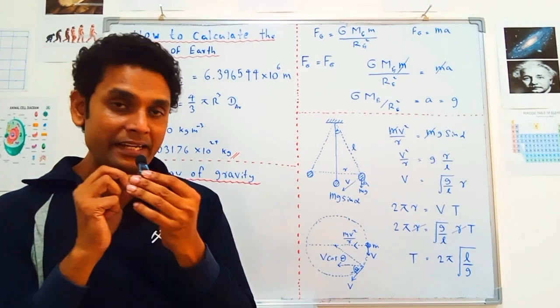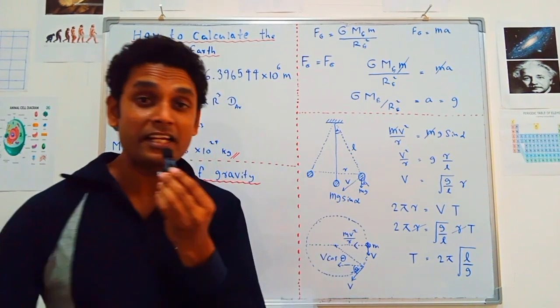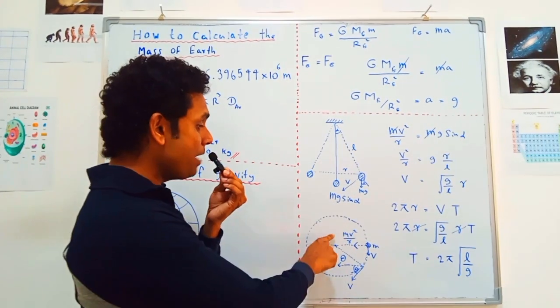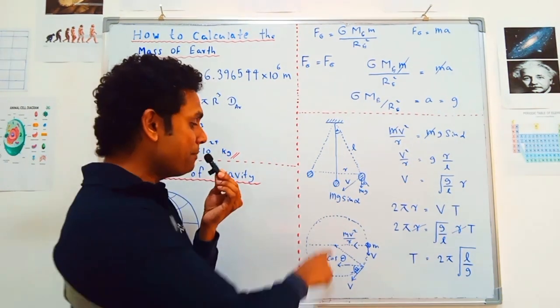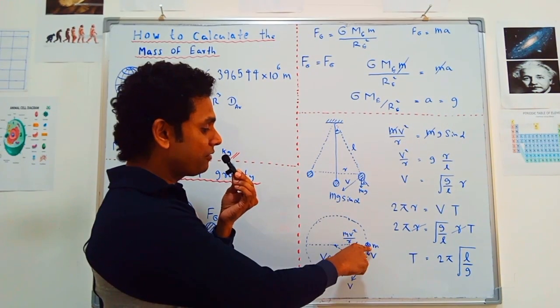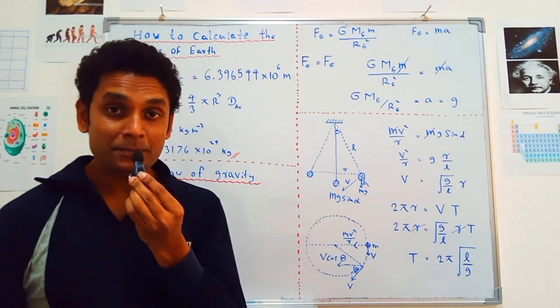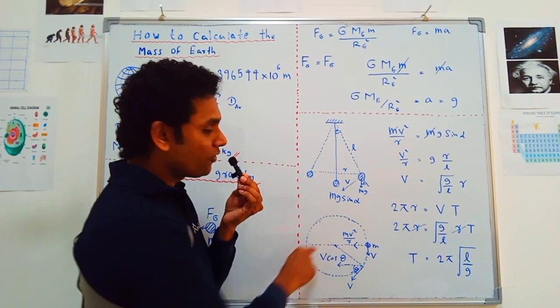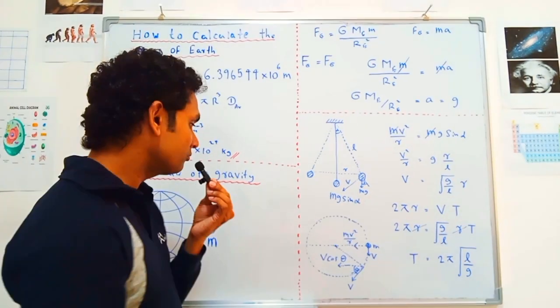The rotational motion needs a centripetal force. The force is given by mv squared divided by r. m is the mass of the object that rotates, v is the speed of the rotational motion, and r is the radius of the track, the path.